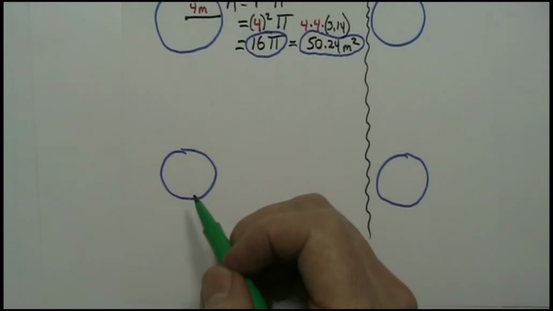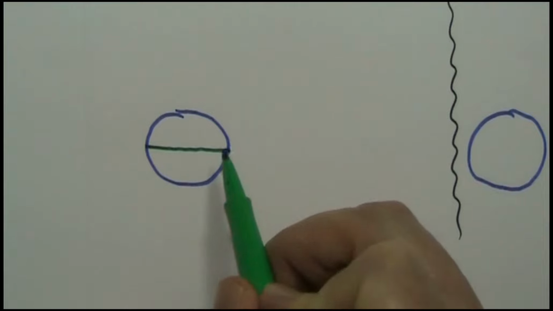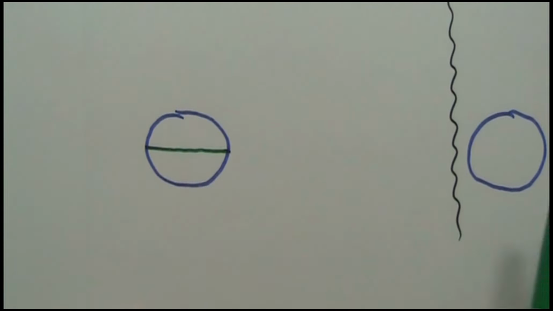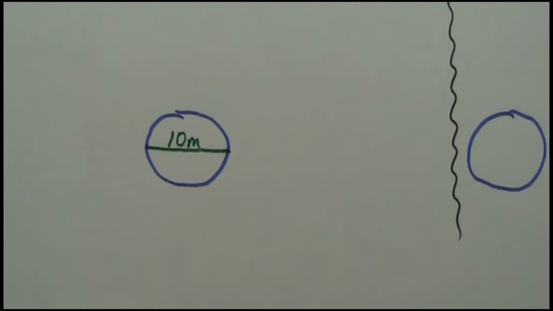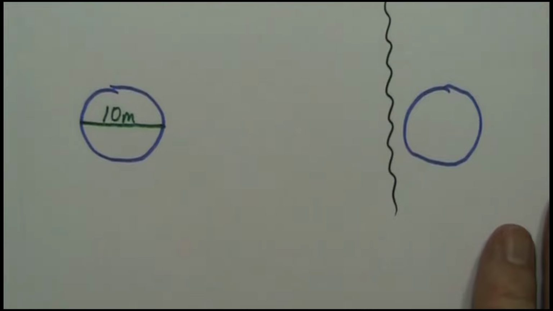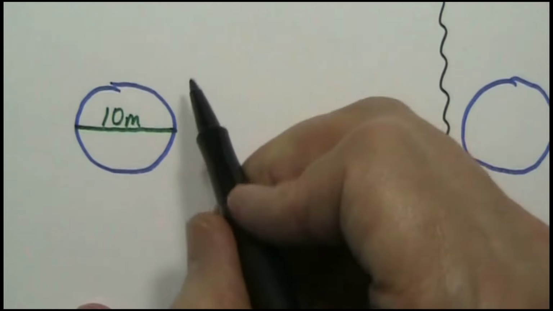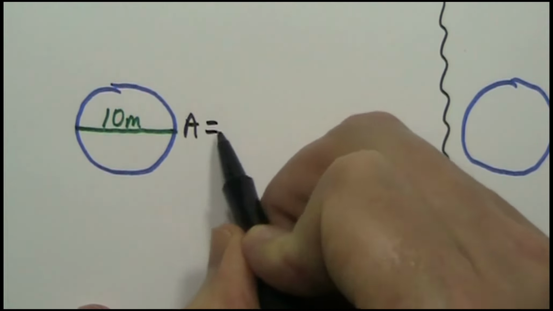All right, the next one, let me zoom in there. This is going to have a diameter, and the diameter is 10 meters. 10 meters for that circle. And we know that area is r squared times pi.